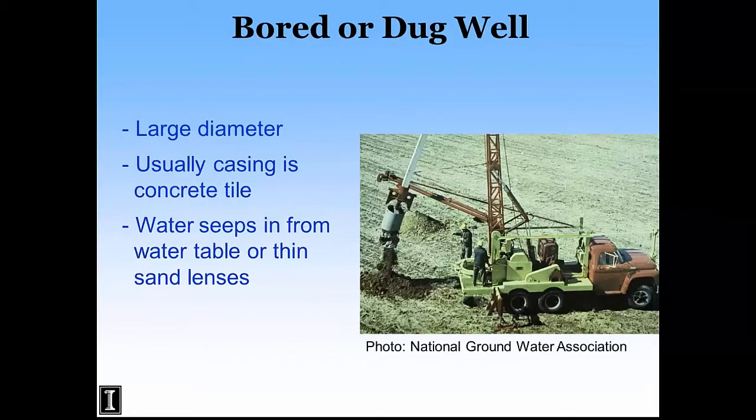So dug or bored wells, these are the most risky in most cases. They're large diameter because they're meant to store water. Water doesn't flow into these wells very readily. They're meant to get slow seepage. So it's usually concrete tile, and water seeps in from the water table, or in some cases thin sand lenses. A lot of times they're 3-foot diameter and they're less than 40 or 50 feet deep. So anything on the surface that gets in a well or infiltrates into the ground can seep into these types of wells.